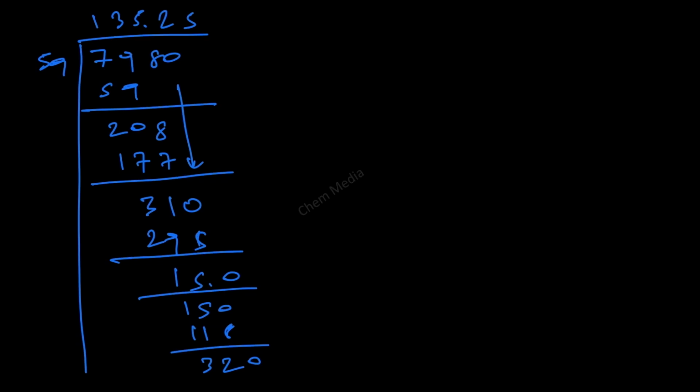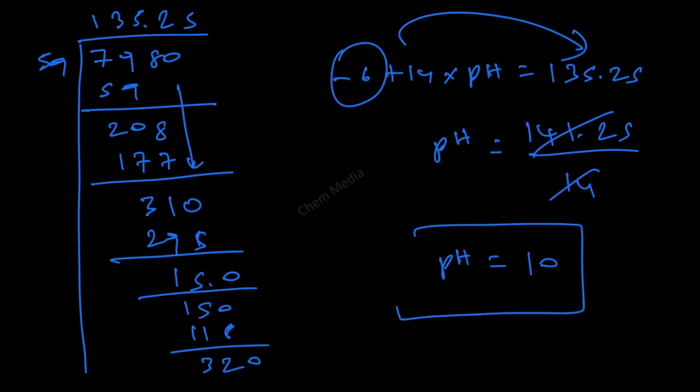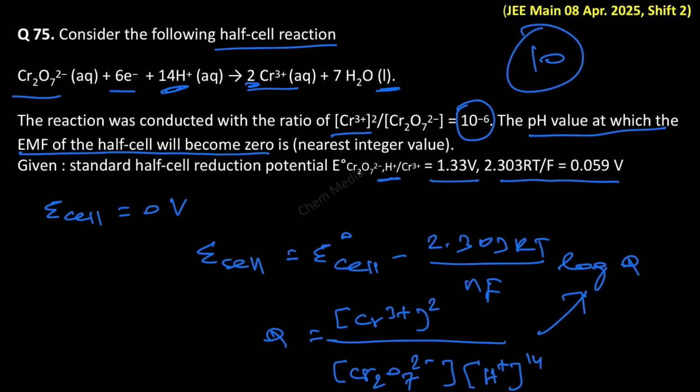So therefore 135.25. So minus 6 plus 14 times pH is equal to 135.25. So therefore pH is equal to, let's bring the minus 6 to the other side. In that case it would be 141.25 divided by 14. So therefore this will be approximately equal to 10. So therefore the correct answer in this case is pH is equal to 10. 10 is the correct answer here.